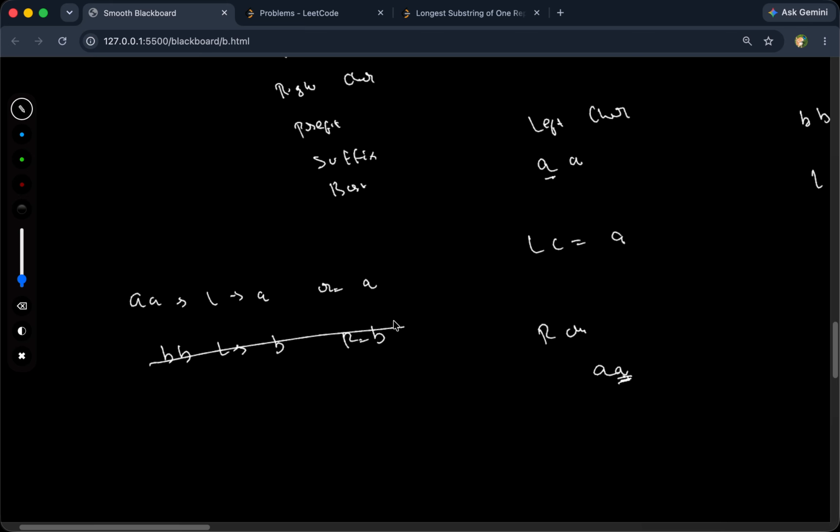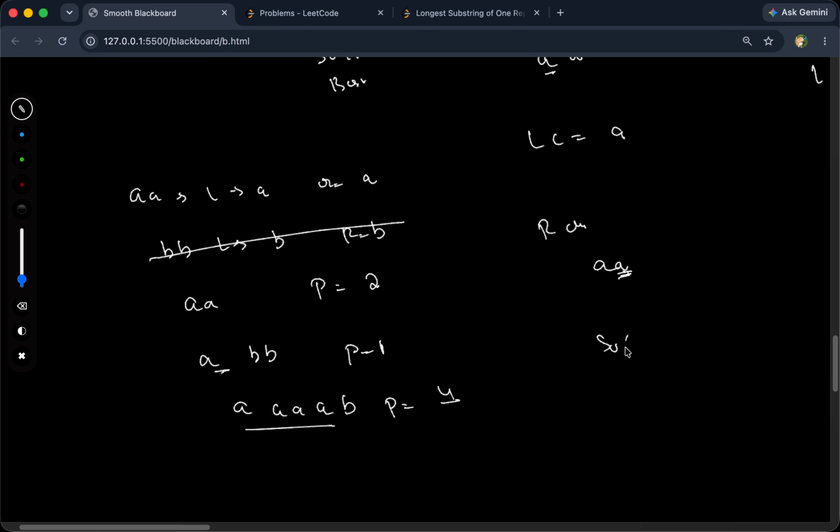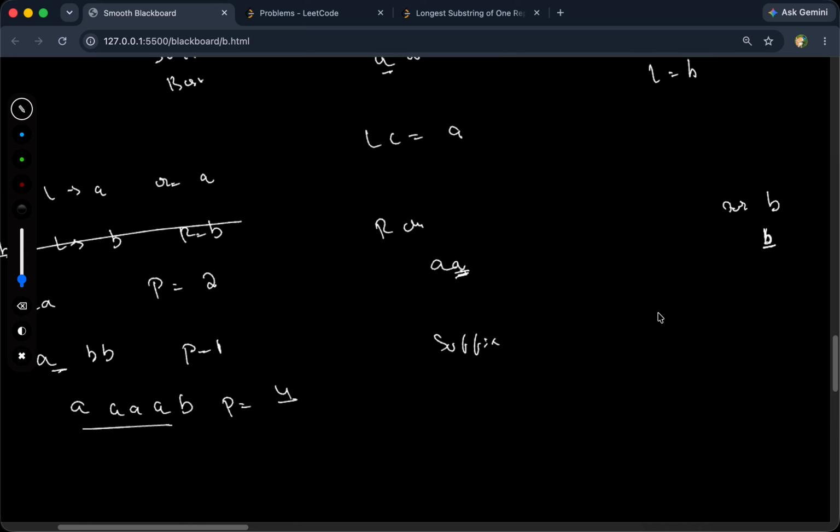A B. Okay, so starting from the beginning, A has come 4 times, so our prefix is 4. Okay, now let's understand what is suffix. Suffix means how many same characters there are continuously at the end. Let's see, A B B. Okay, so at the end there are B B, so our suffix is 2.